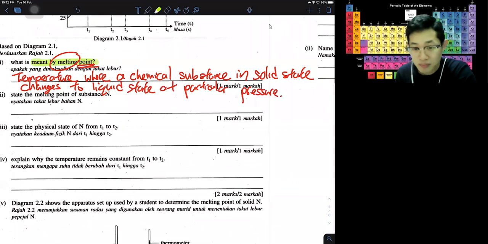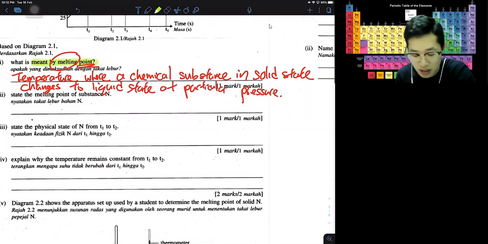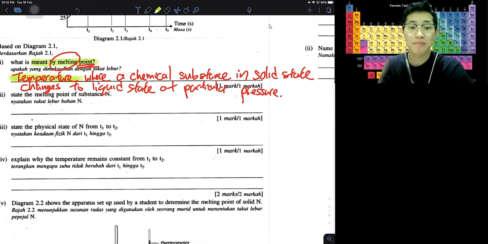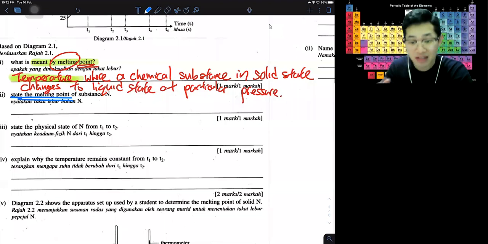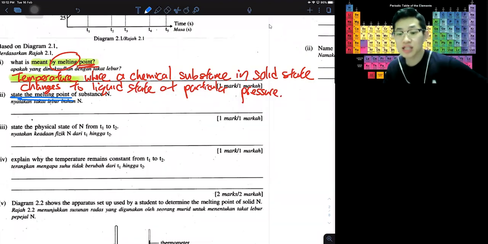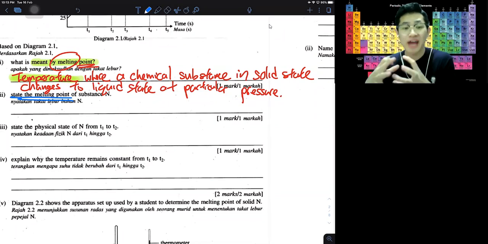So the important keyword here is "no need". The important point here is temperature. For example, the next question they asked me: state the melting point of substance N. Remember, "at particular pressure" means at a fixed pressure, because pressure can also affect whether they can turn into solid or liquid or not.